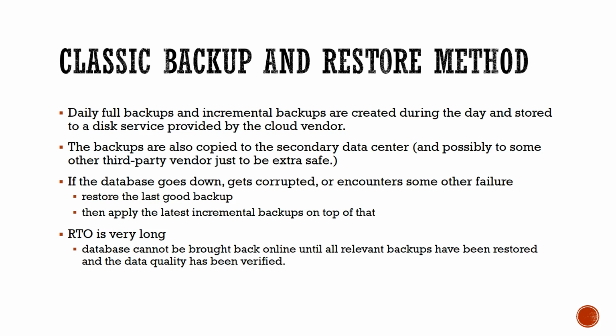Classic backup and restore. There are daily full backups, and then incremental backups are created and stored to a disk provided by the cloud vendor. The backups are copied to the secondary data center and possibly to a third-party vendor just to be safe. If the database goes down, it's corrupt, or some kind of failure occurs, you can restore the last full backup and then apply the latest incremental backups in sequence so that you can recreate the data and get it back to a specific point in time.